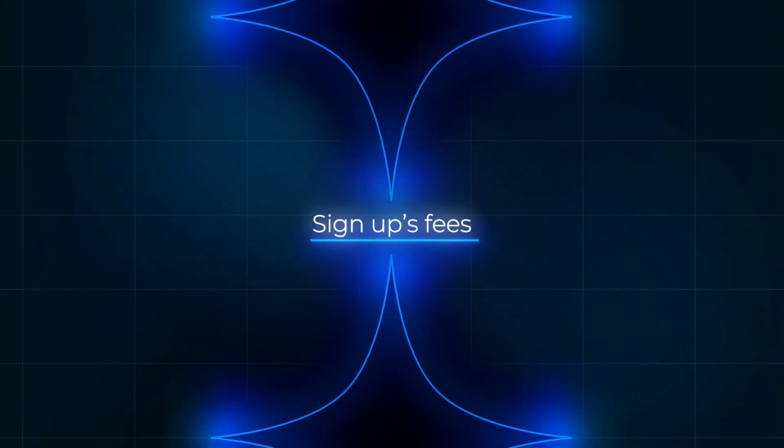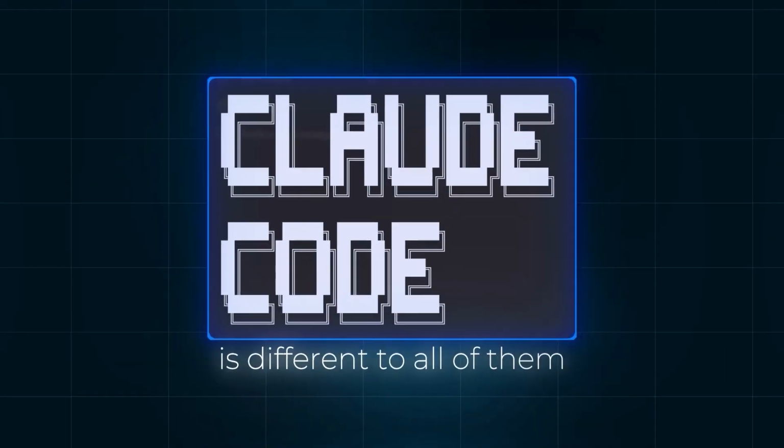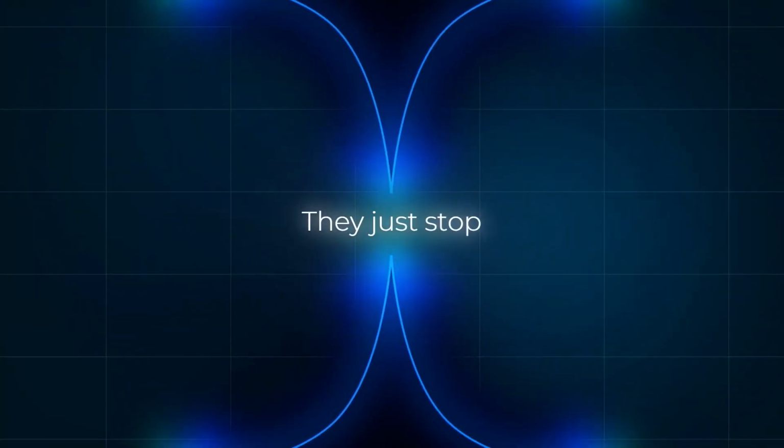Every other tool out there promises to help you build apps, but you get stuck in signups, fees, backend setups, and APIs. Claude Code is different to all of them, and its new update has changed everything that you know about vibe coding. But here's the problem. Most people are using Claude Code completely wrong. They prompt it once, they get a generic result, and then what do they do? They just stop.